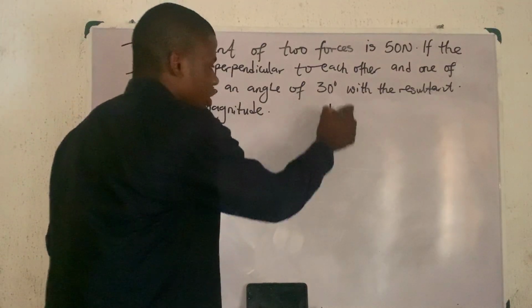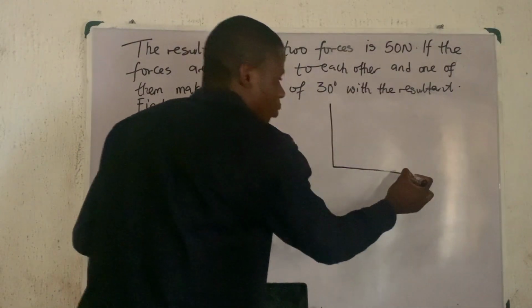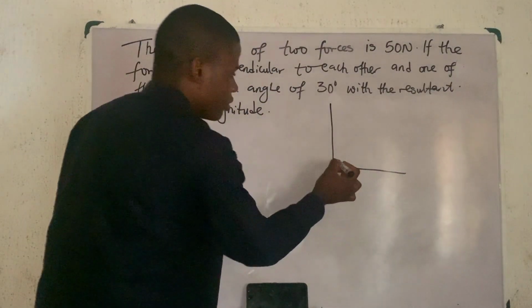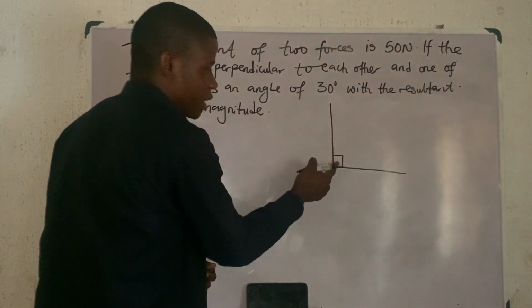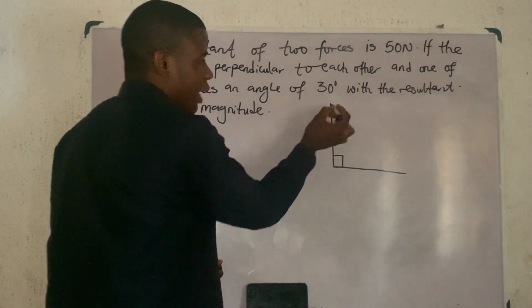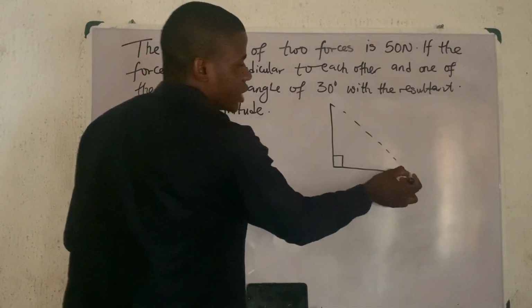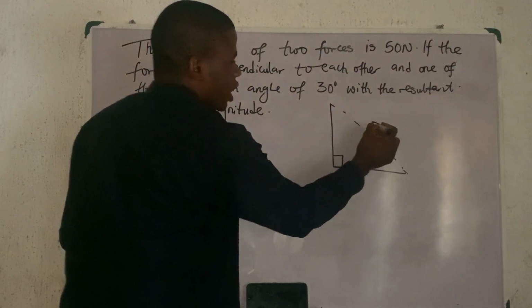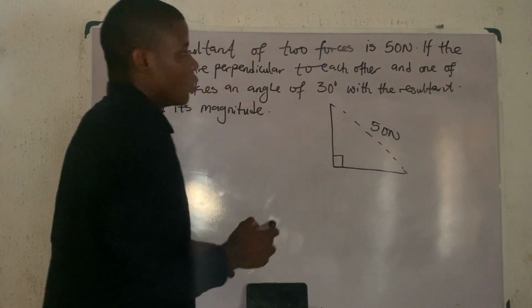So I have this is the first force and this is the second force. And their resultant, remember they said they are perpendicular, forming this angle of 90 degrees. And their resultant is what? 15 Newton. So here is 15 what? Newton.